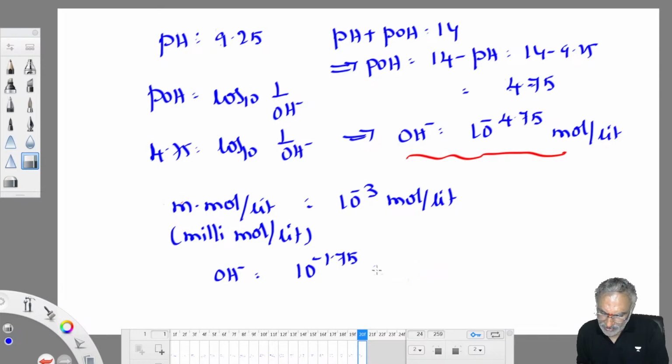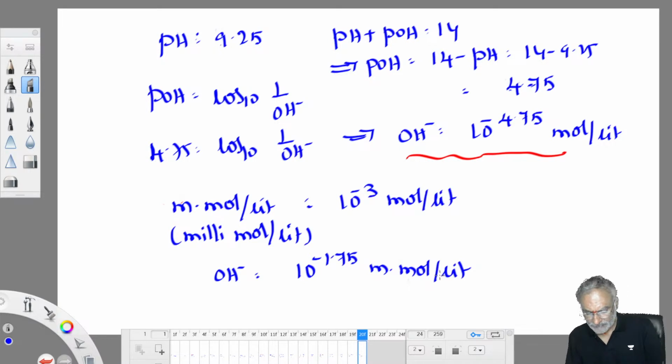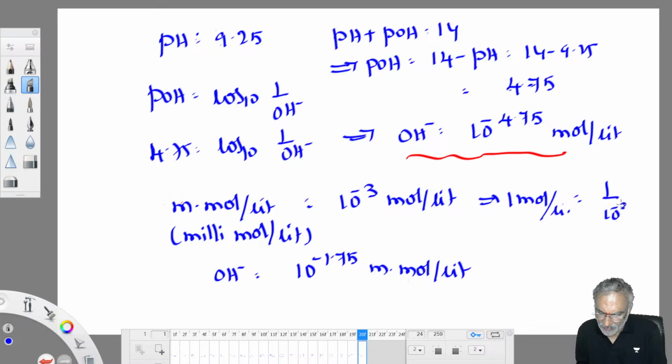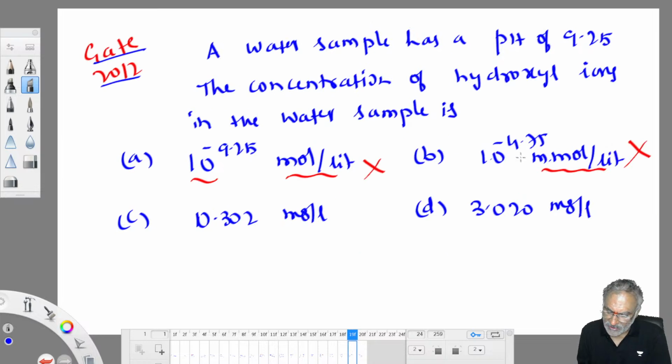If you want to express it in millimoles per liter, it should be 10 power minus 1.75 millimoles per liter. Because how to convert moles per liter into millimoles per liter? 1 mole per liter is equal to 1 by 10 power minus 3 millimoles per liter. So if we divide by 10 power minus 3, this becomes 10 power minus 1.5. So this is also not matching. That's why I ruled it out.